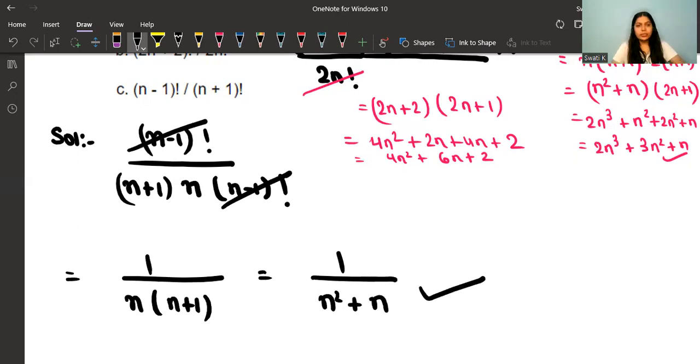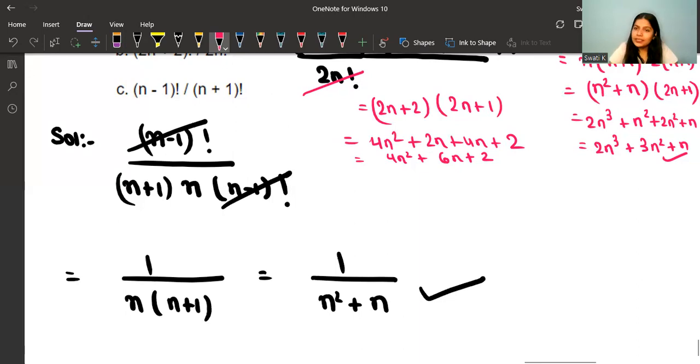Now you must be wondering how I decide whether I have to expand the numerator or the denominator. I understand that because if I try to expand this (n-1) factorial, it will become (n-1) into (n-2), (n-3), and I will never get that (n+1) factorial. So you have to just use your brain to decide which factorial you should simplify so that you have some terms that you can cancel. That is the one thing that you have to remember.